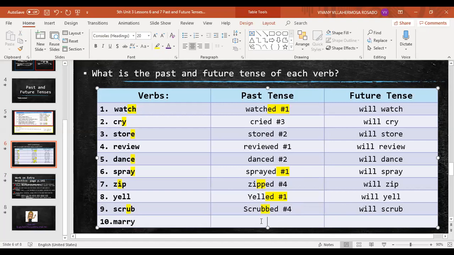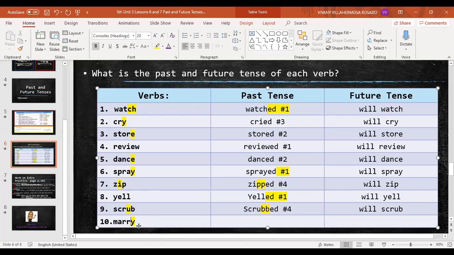Now let's go to number 10. This is our last example. And immediately you look at the word marry and you recognize that it's a verb that ends in Y, right? Because it is a verb that ends in Y, we have to check. We already know that there is a rule, and you can look at previous ones. There's a rule that says that for verbs ending in a consonant and Y, we change the Y to I and add ed. We change the Y to I and add ed.